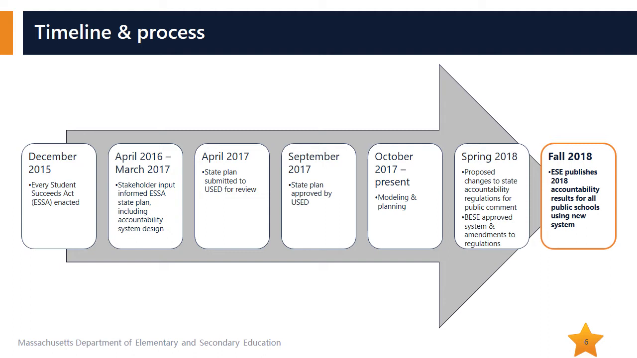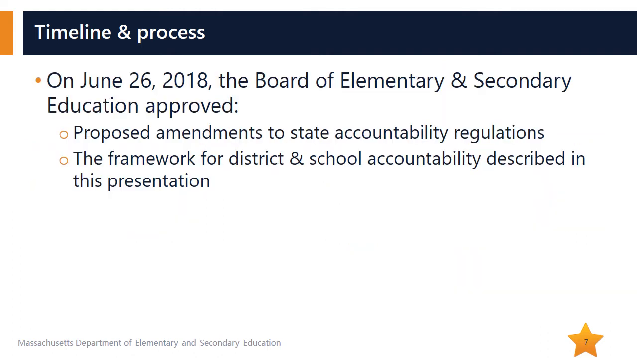The department intends to publish accountability results for all Massachusetts public schools and districts using this new system in the fall of 2018. At their June 26, 2018 meeting, the Board of Elementary and Secondary Education approved the proposed amendments to the state accountability regulations and the framework for district and school accountability described in this presentation.